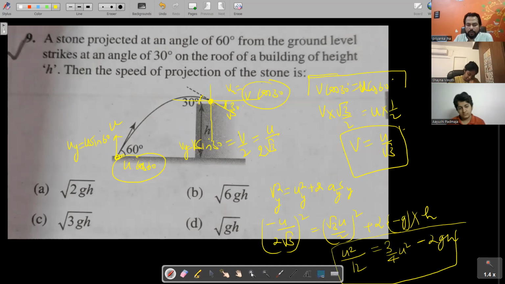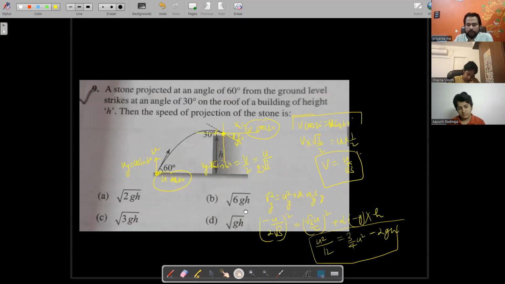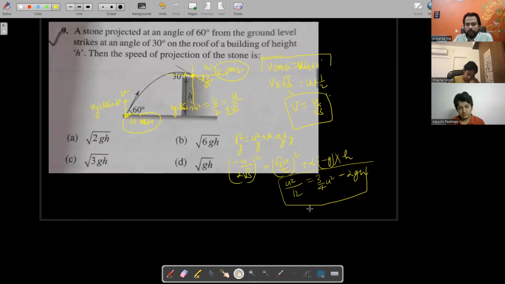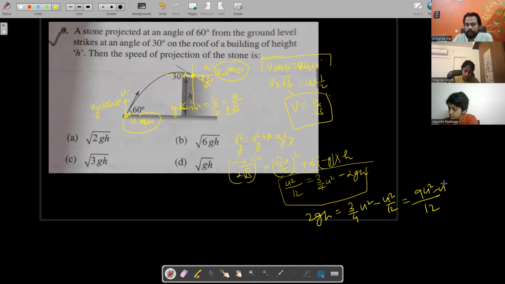How? See, 2GH will come this side, this will go this side. So 3 by 4 U square minus U square upon 12. That is LCM 12, 9 U square minus U square, that is 8 U square upon 12. So 2 and 8 will cancel. 4 and this 3 will cancel. So GH equal to U square upon 3.